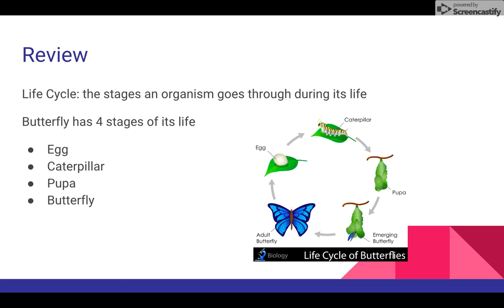So now we know that a life cycle is the stages an organism goes through during its life. And a butterfly goes through 4 stages during its life. Stage 1 is the egg. Stage 2 is the caterpillar that emerges from the egg and eats all the time. Stage 3 is the pupa, where the butterfly transforms. And last, stage 4 is the butterfly itself that searches for a mate to lay more eggs and restart the cycle.